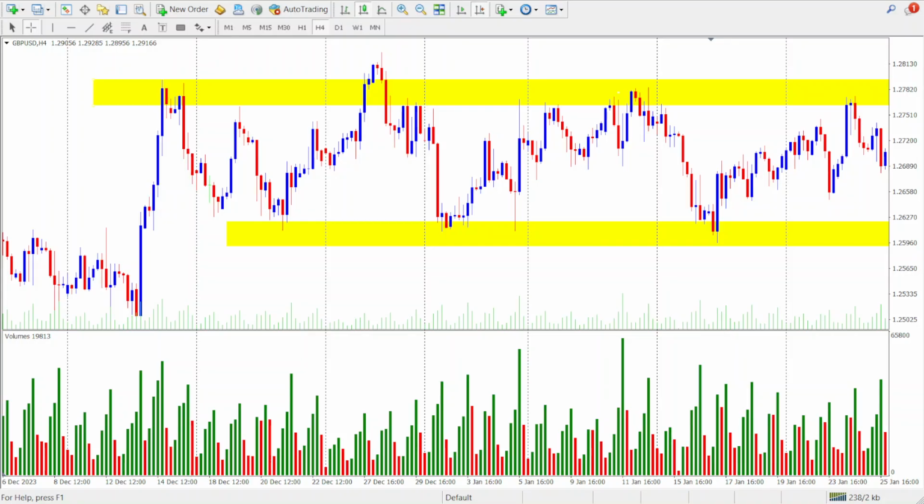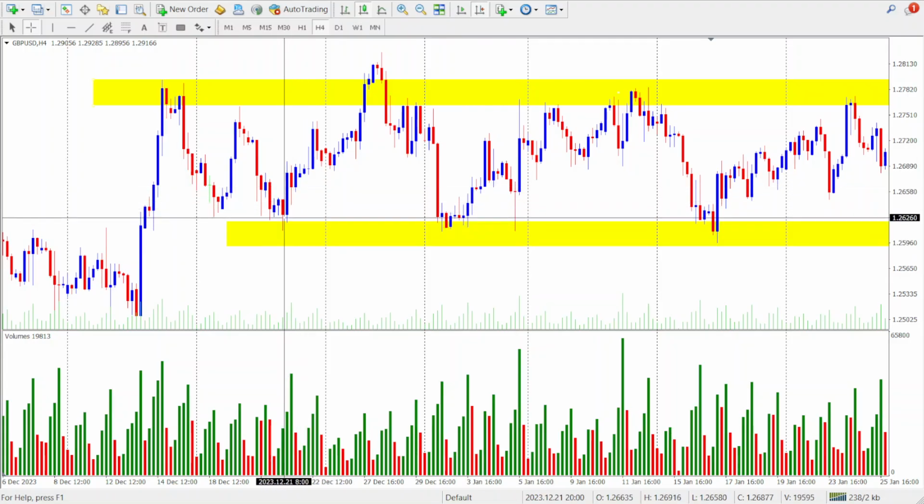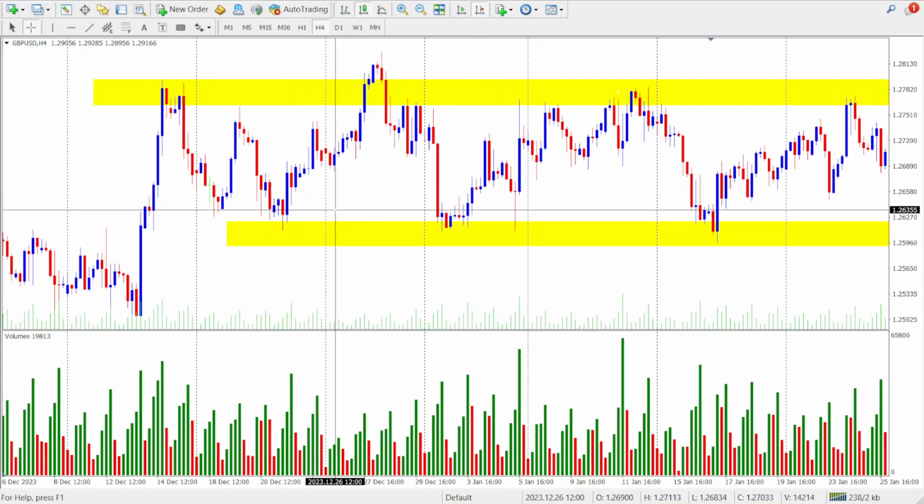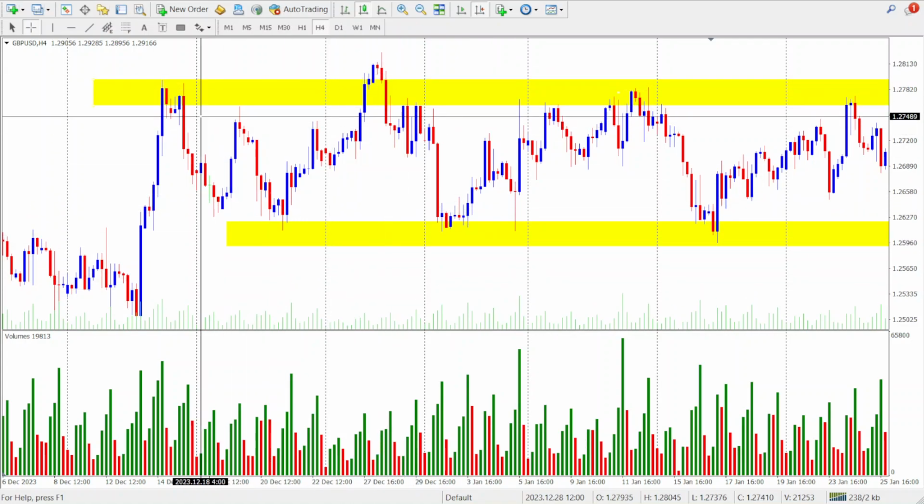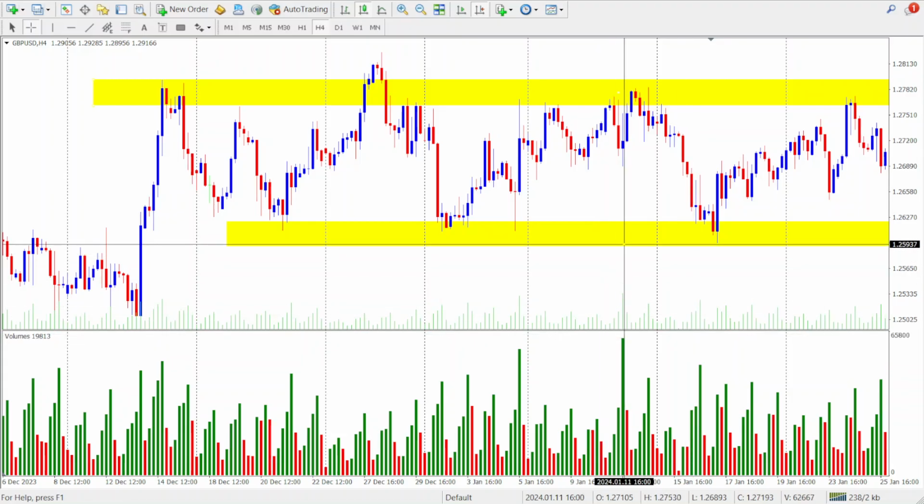Also use candlestick patterns. Look for confirmation like rejections and engulfing candles. You can see we had an engulfing candle around here, and a rejection around here, and another rejection here, and an engulfing candle here. So make sure that you look out for all these: engulfing candles, rejections, pin bars, when price revisits a zone. By filtering out weak zones, you can increase your trade accuracy and avoid unnecessary losses.